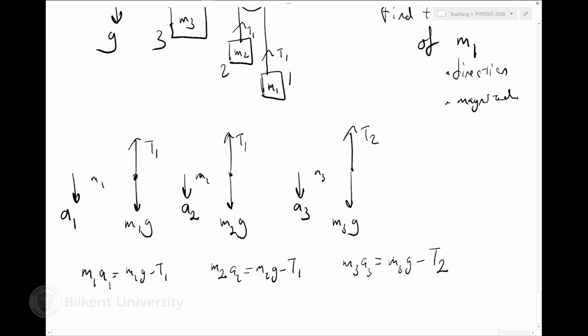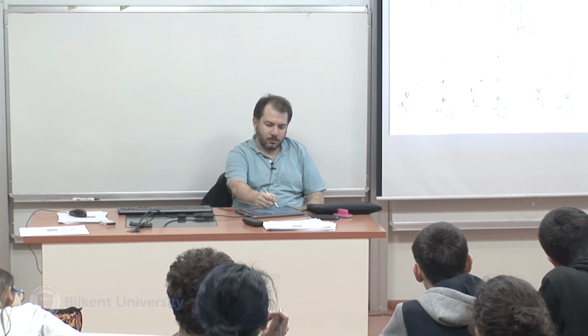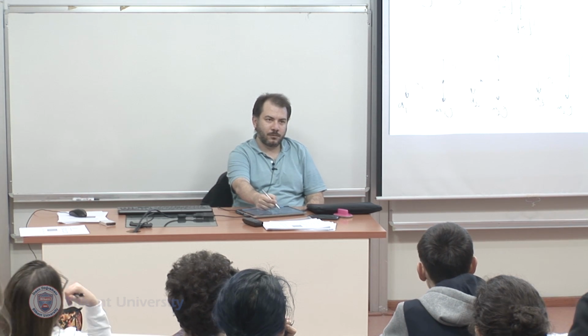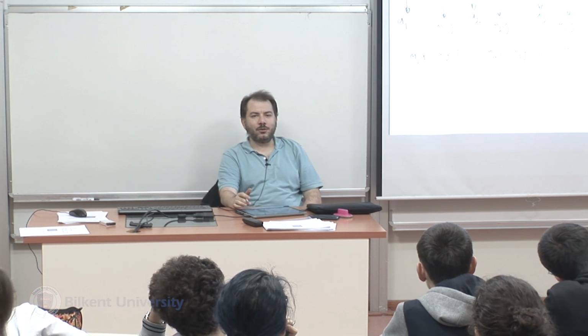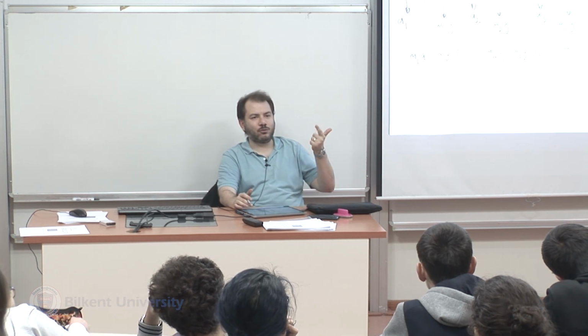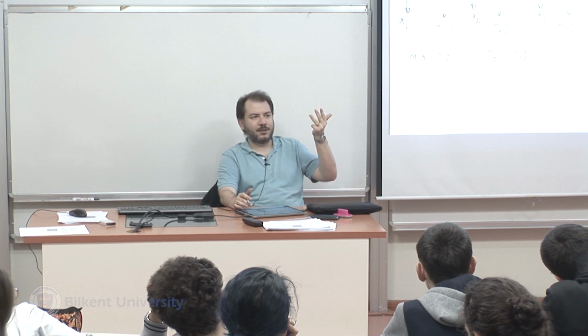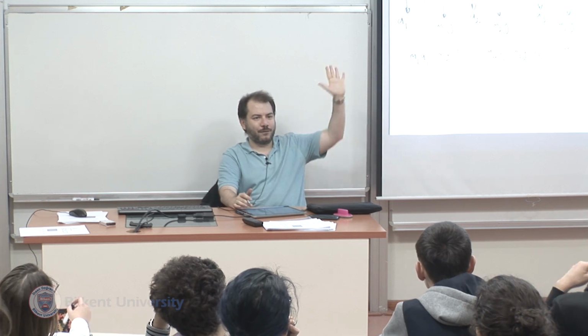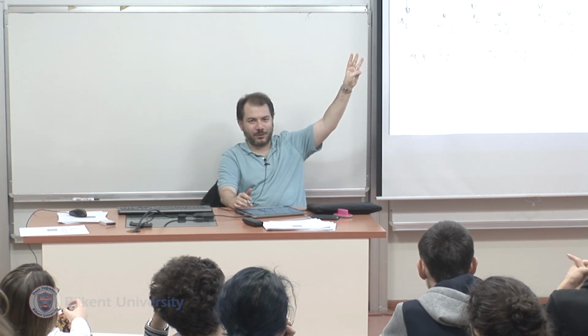No, it's T1. It's the same rope. Okay. So how many unknowns do I have now? A1, A2, A3, T1, T2. I have 5 unknowns, only 3 equations. There is no way to solve the system.